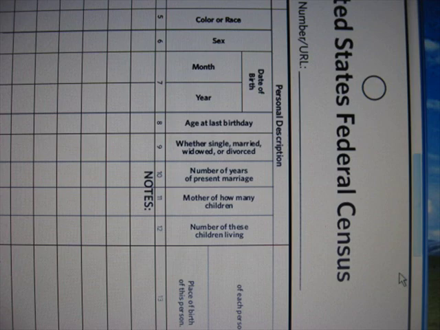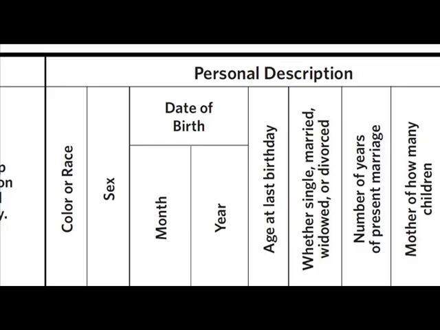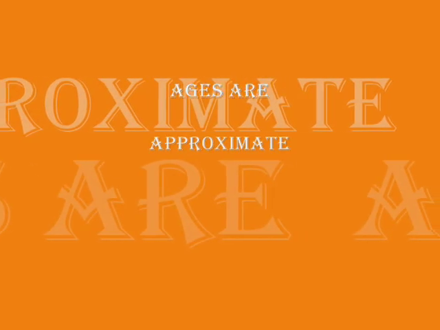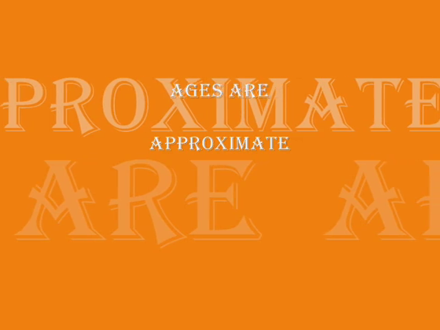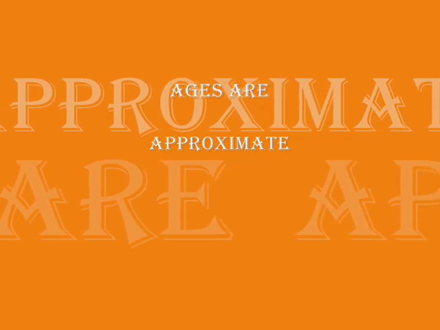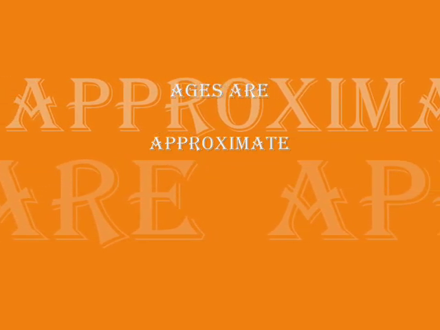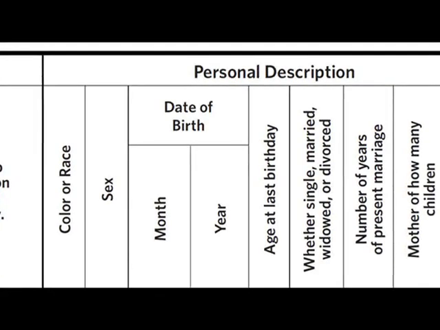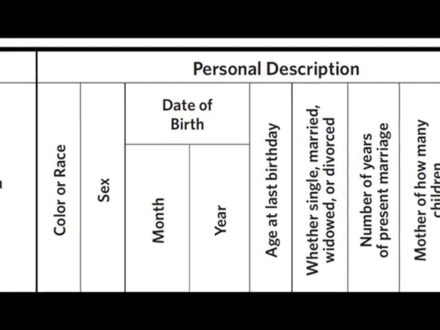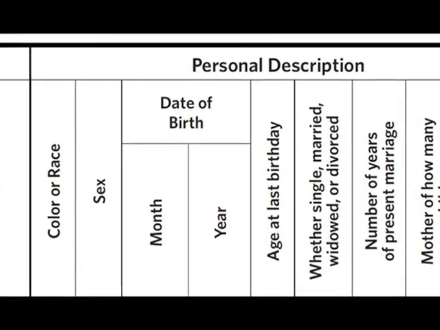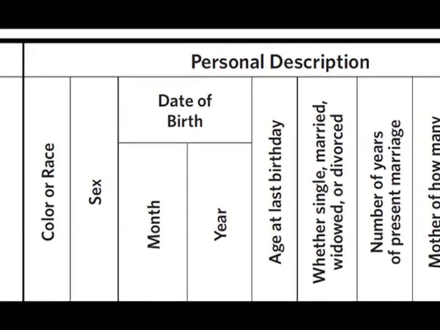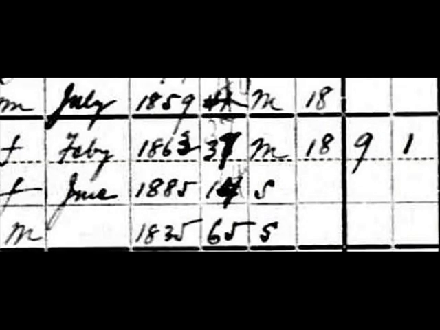But the special information that I like in 1900 was the fact that the month and the year of birth is asked. Now, of course, it is important to remember that ages should always be considered estimates. But for many researchers, particularly those who are researching individuals who had once been enslaved, it's a good time pointer to a possible year of birth.